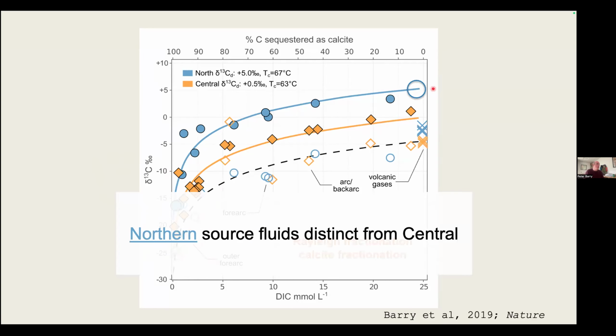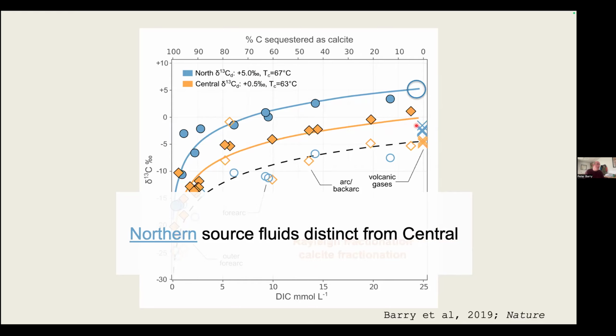So if we think about what the sources are of what's coming in, we think of what's coming out of the volcano as basically a direct conduit from the mantle, and the mantle is mixing with material that's being released from the subducted slab. You can see there's a distinction between the northern and central samples, somewhere between about +5 to very close to 0. These are the actual values.